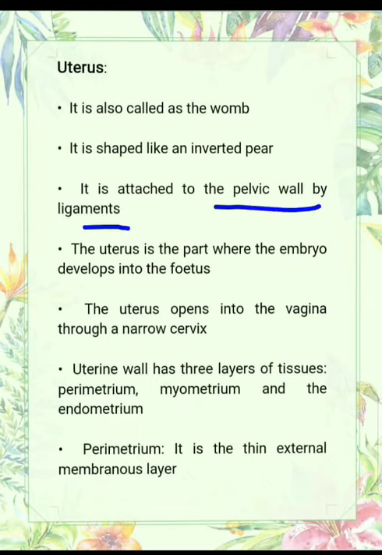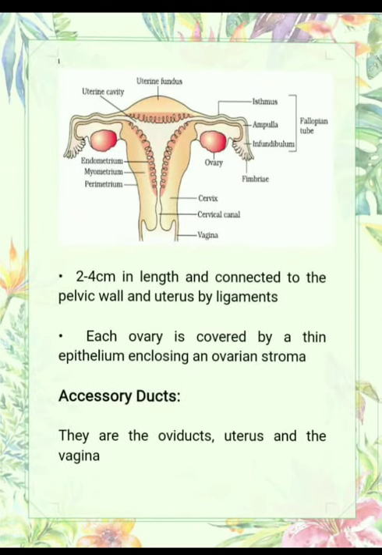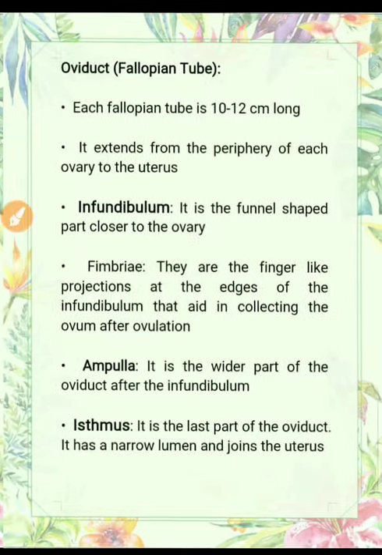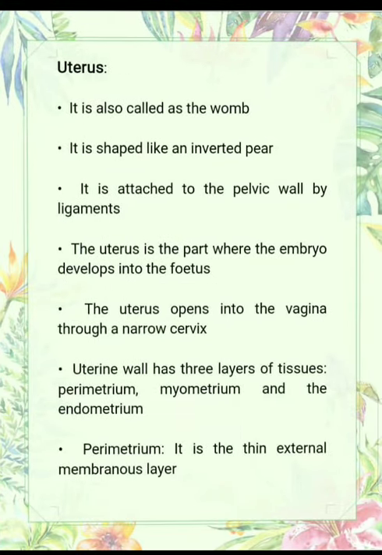The uterus is the main part where the embryo develops into the fetus, means it is the part where the development of the baby takes place. The uterus opens into the vagina through a narrow cervix. You can see here, this is the uterus and this is the vagina. The uterus opens into the vagina through a place known as the cervix, and the canal which leads to the vagina is known as the cervical canal.